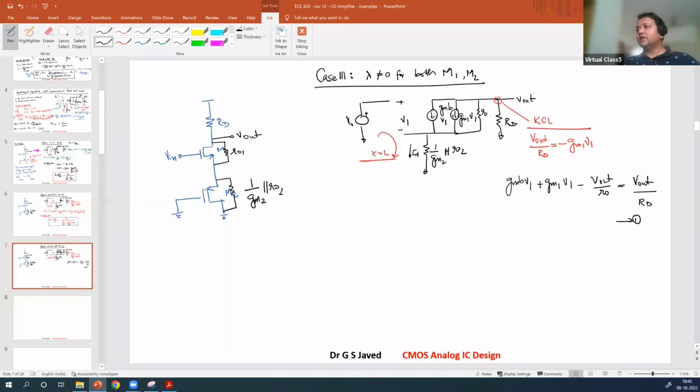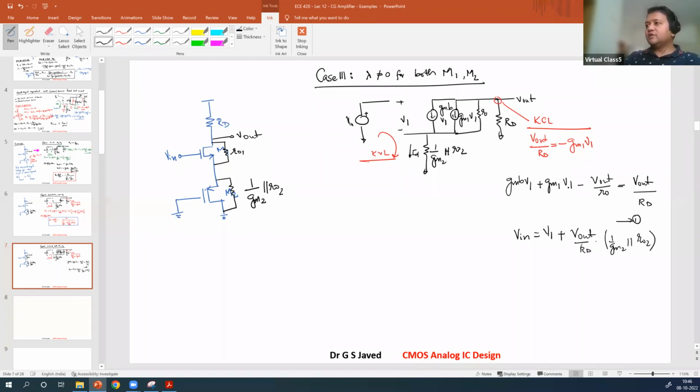Now what will be the second equation? You will have KVL also applied here. So Vin is equal to V1 plus, what is the current flowing? The current flowing is the sum of all the currents, Vout by RD times 1 over gm2 in parallel with RO2. So you'll have to simplify.